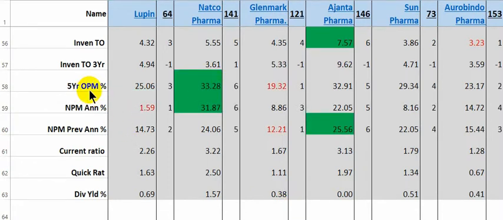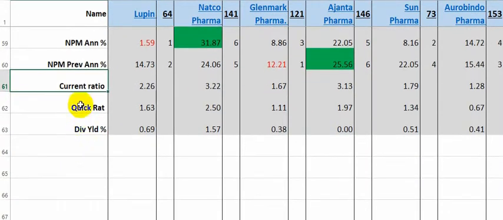For the 5 years average OPM, Natco Pharma had earned the maximum at 33%. Even the latest year's net profit margin was the highest at 31%. Whereas Glenmark did poorly at 19% on the 5 years OPM in the group, and Lupin's current net profit margin was the lowest at 1.59%. In the previous year, the NPM of Glenmark was the lowest at 12%, and Ajanta managed the highest NPM of 2017 at 25.56%.